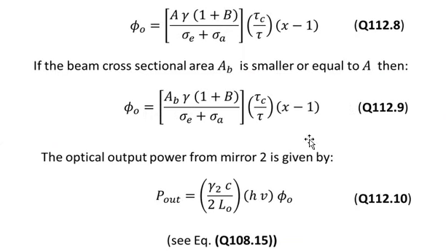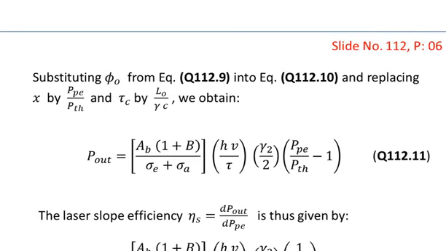You know that we have found the value of phi naught. So we can insert the value of phi naught over here, and then we can calculate the output from mirror 2. Substituting phi naught from equation number 9 into equation number 10 and replacing x by PPE over P threshold and tau C by L naught over gamma C, we obtain this relationship: the power out from mirror 2 is equal to the square bracket containing AB times (1 plus B divided by sigma E plus sigma A), then a parenthesis containing h nu over tau, another containing gamma 2 over 2, and another containing PPE over P threshold minus 1, as shown in equation number 11.